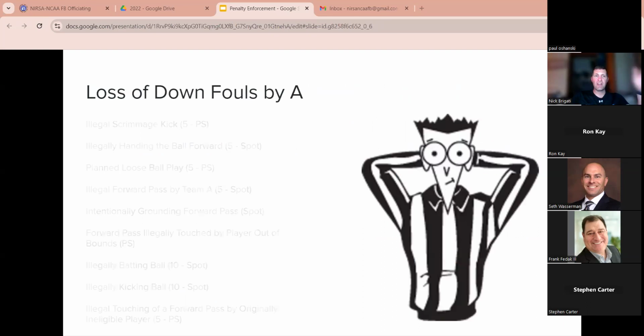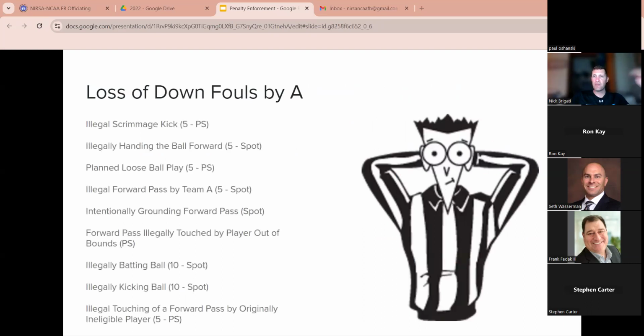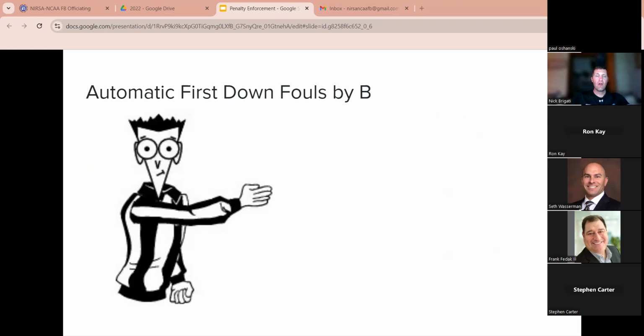So moving on from here, loss of down fouls by A. I'm not going to read all of these. Here's the full list of all the loss of down fouls by A. Remember that if the loss of down foul occurs at the end of the second quarter or fourth quarter as time expires, the offended team could elect to extend the period. If they don't, the period ends due to the loss of down component. Automatic first down fouls by B: there are fewer titles of them, but more fouls practically. DPI, any personal foul, any unsportsmanlike conduct, and defensive holding are all automatic first down fouls by B.